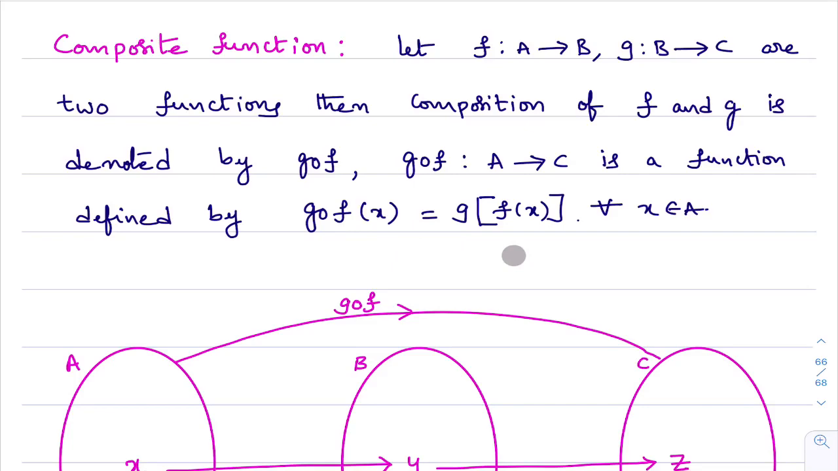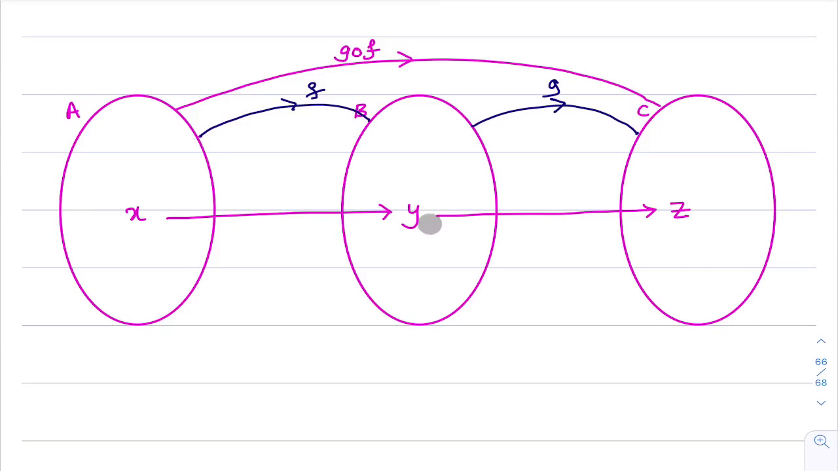You will understand this more clearly when we do the example problem. Look at this diagram. F is a function from A to B. G is a function from B to C. Then the composition of F and G is denoted by G circle F, and G circle F is a function from A to C. G circle F of X is defined as G of F of X. I hope you are understanding.